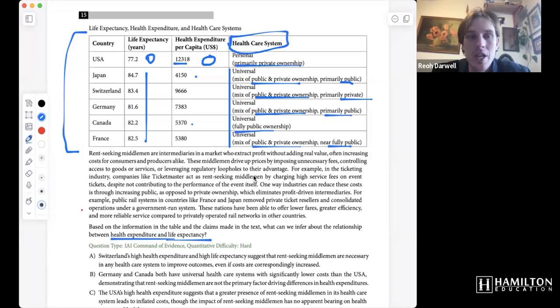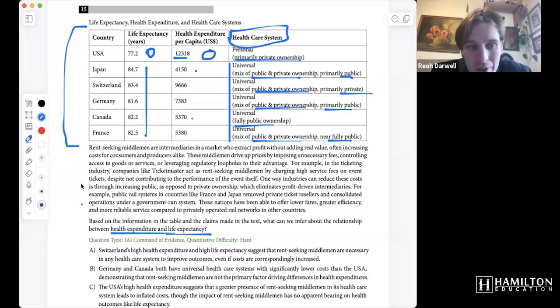Okay, so basically we're seeing differences between the countries that have lower expenditures with higher life expectancies. I mean, you see Switzerland has a little bit of a higher expenditure than other places, as it has a primarily private healthcare system, but they still have a relatively high life expectancy. But the United States kind of defeats that.